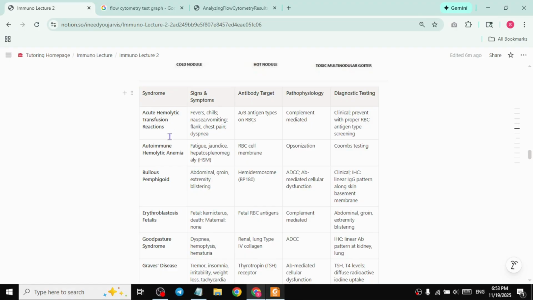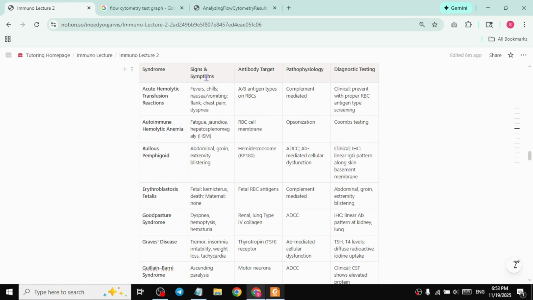So acute hemolytic transfusion reactions. Well, first of all, we're gonna see transfusion reactions in a bit, okay? So we don't need to do that, right? So that's fine, right? But you can see the signs and symptoms are there. The antibody target usually is ABO grouping and stuff like that. Next is autoimmune hemolytic anemia. We're gonna look at that when we do heme and stuff like that. But understand what we just did, right? You have free floating antibodies or bound antibodies that basically destroy the RBCs, right? What do you use? Coombs test. What is the pathophysiology? It's usually opsonization.